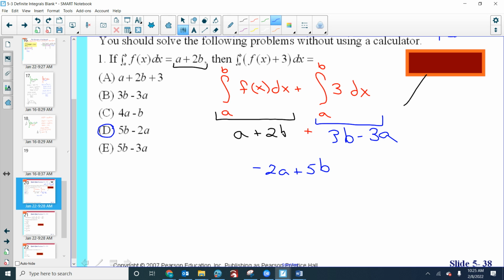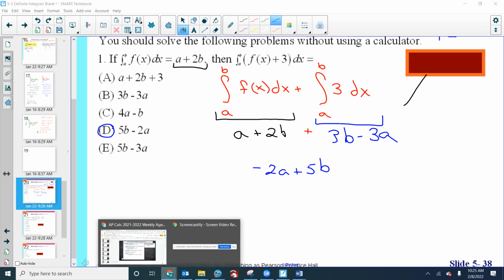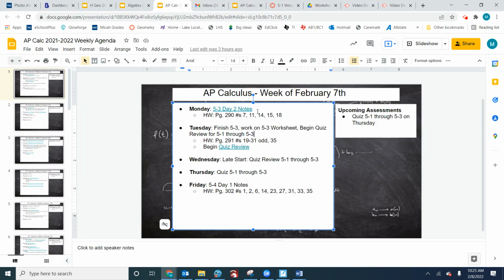Properties of integrals. These were numbers 1, 2, and 3 from the 5-3 homework. You should probably go back and refresh your memories on those. I can also read off the answers if you'd like. Speaking of reading off the answers, last night's homework: 7, 11, 14, 15, 18. I'll read off 14.